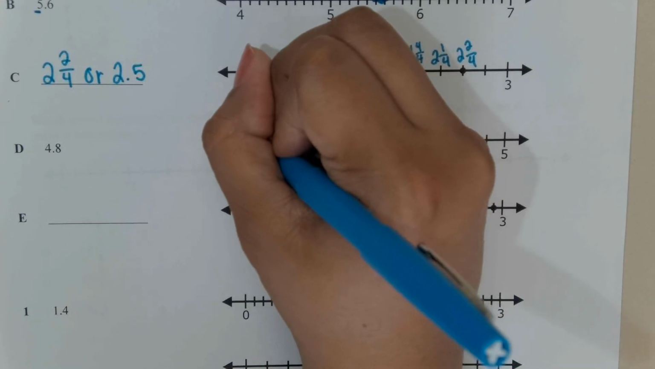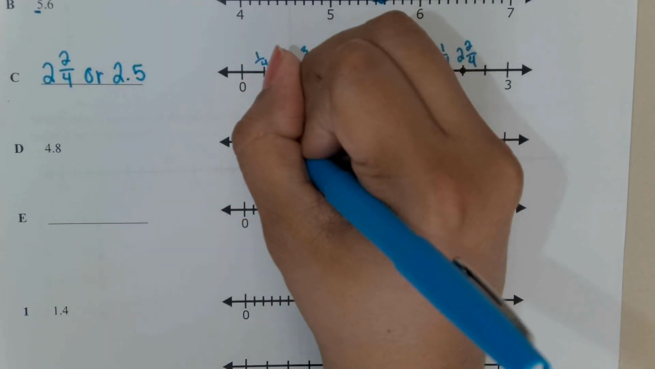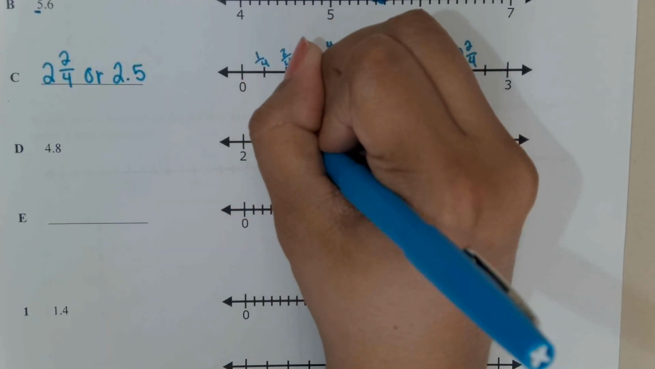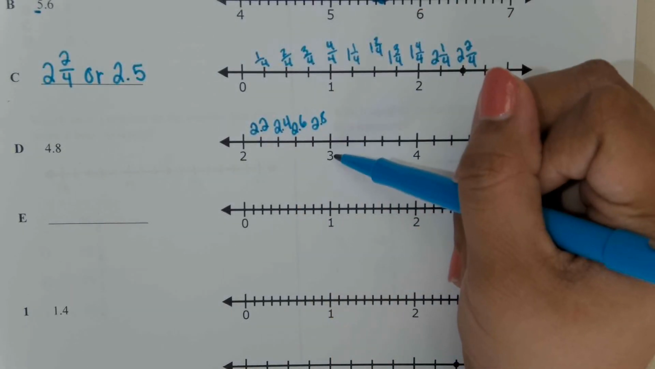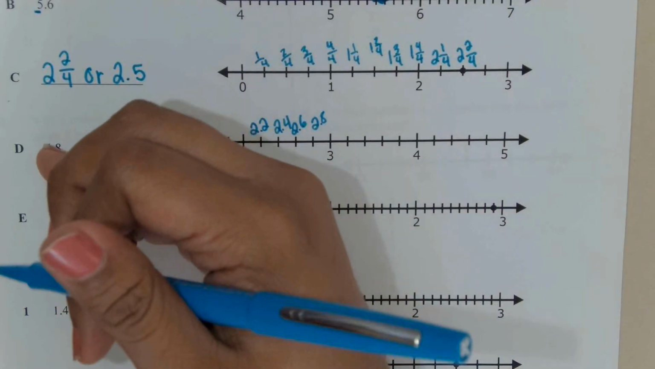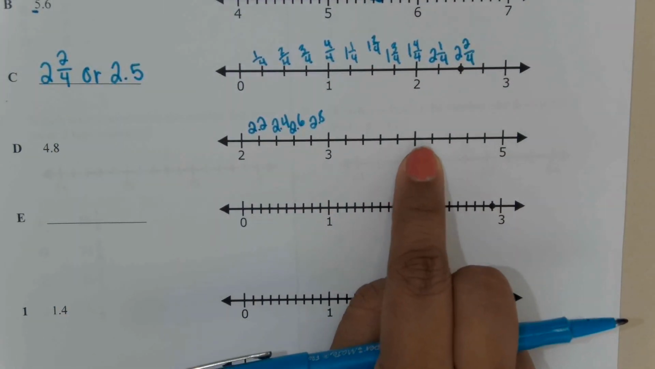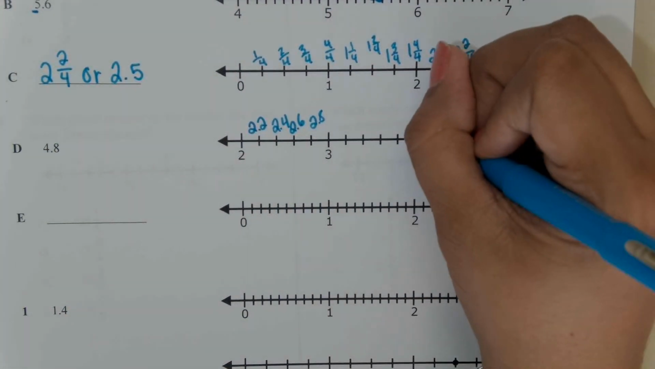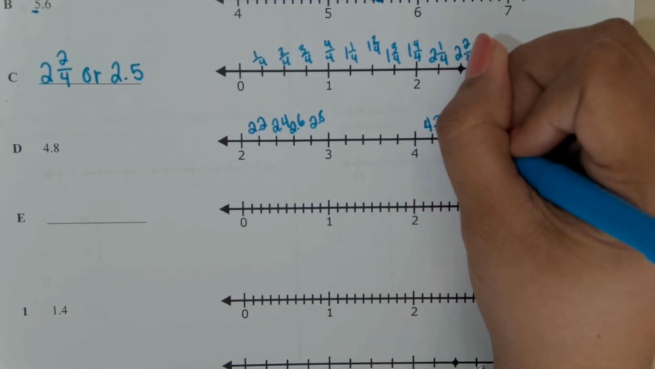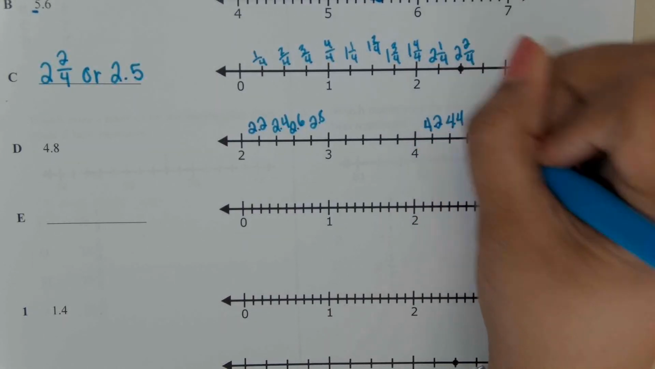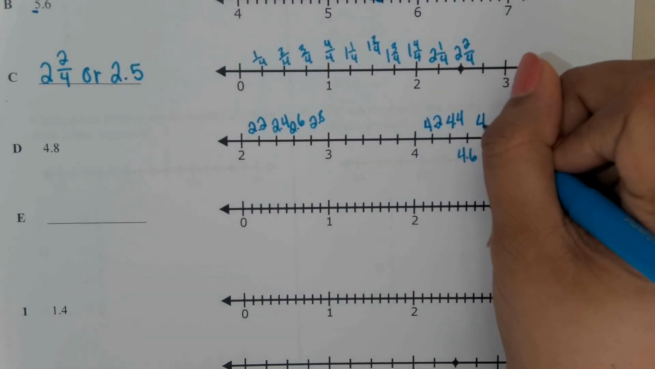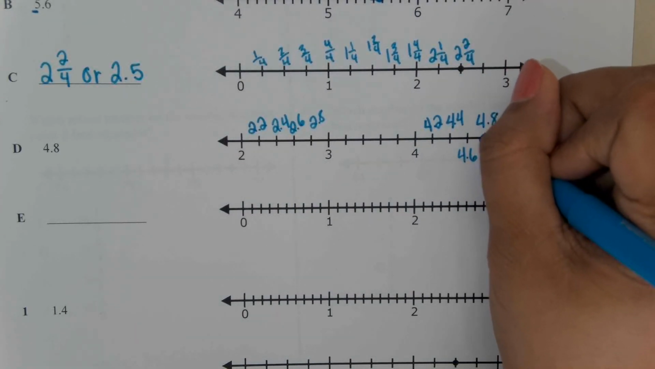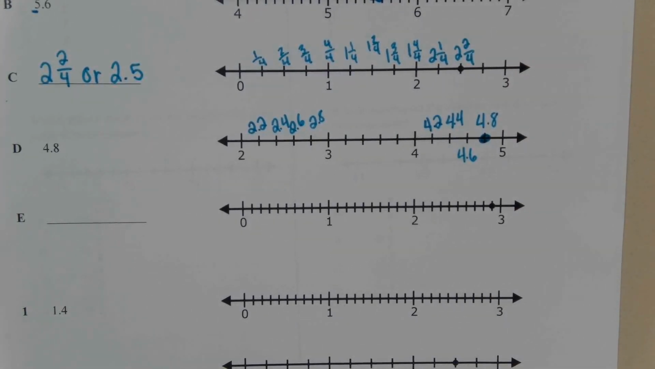So I have 2 and 2/10, 2 and 4/10, 2 and 6/10, 2 and 8/10, then 3. So I'm going all the way to 4. So I'm going to go ahead and go from 4 and on. So this is 4 and 2/10, 4 and 4/10, 4 and 6/10. Lastly, this is 4 and 8/10. So right here is where I would place my point.